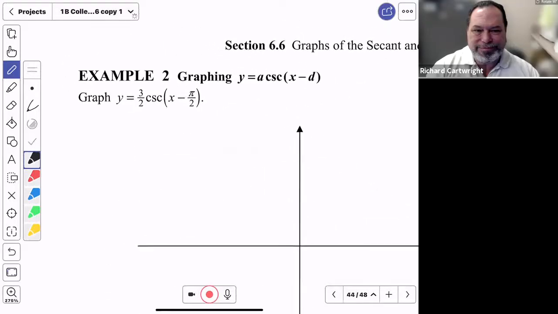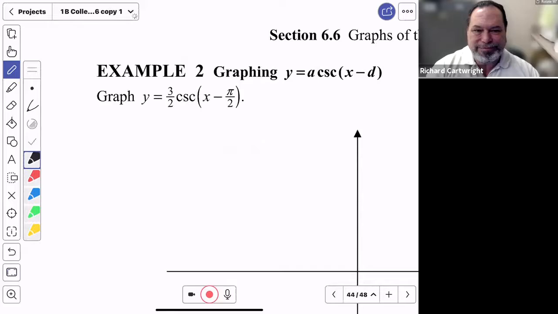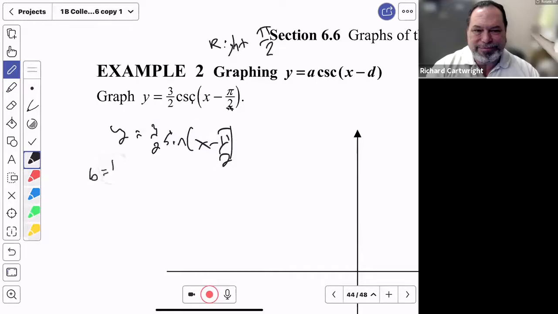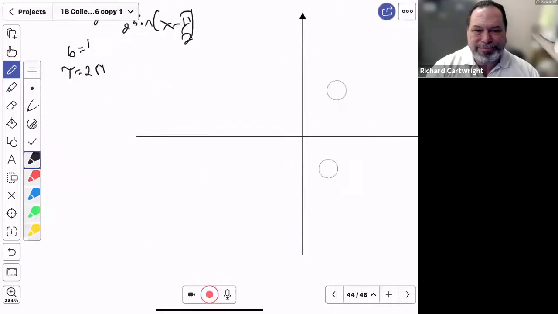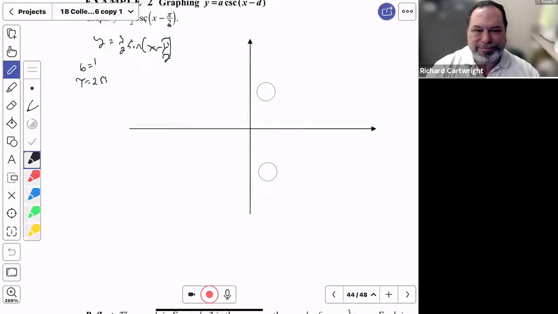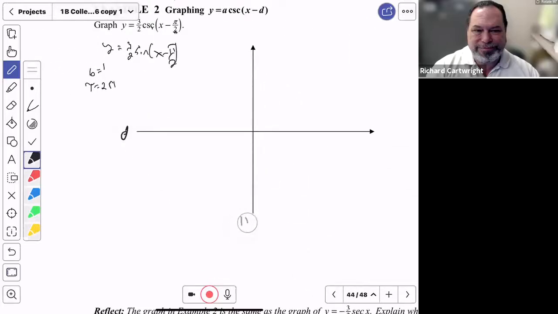How about a cosecant graph that has a phase shift? It goes to the right, pi over 2. I'm going to think this, y equals 3/2 sine of x minus pi over 2. Okay, so b is a 1, so period is 2 pi, but it shifts right pi over 2. It doesn't go up or down, so this is still 0. This now is pi over 2, because it shifted to the right. 0 is over here.